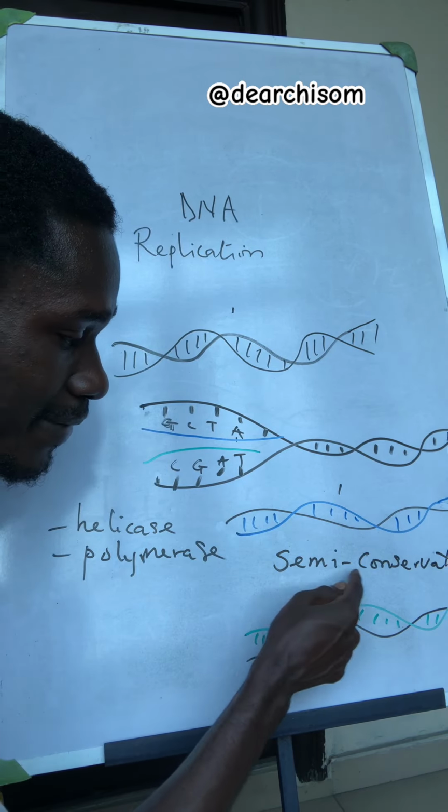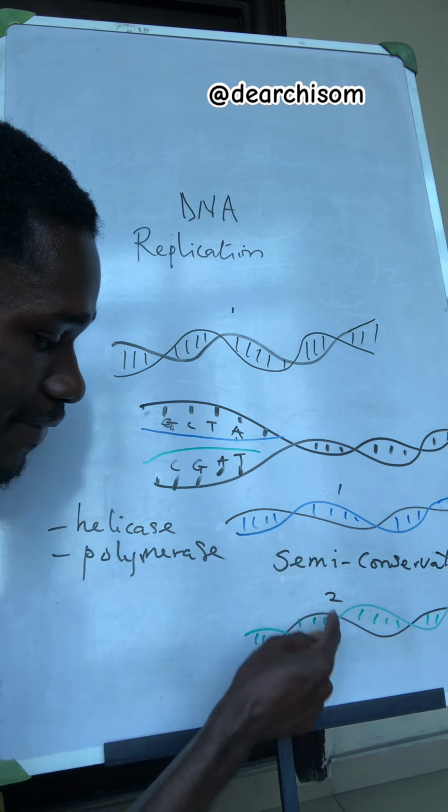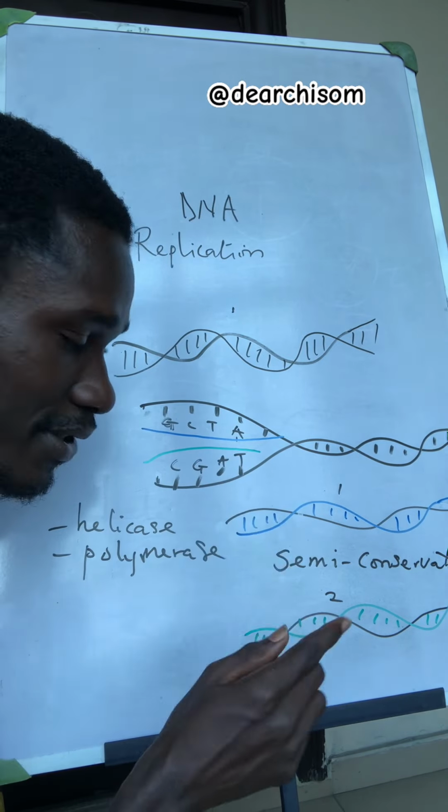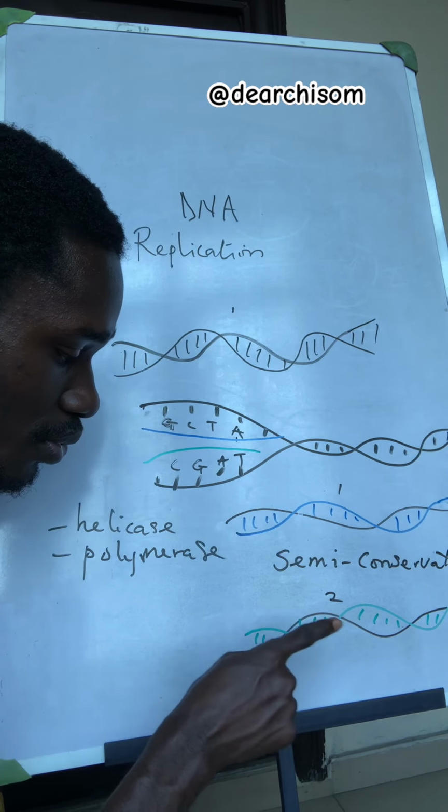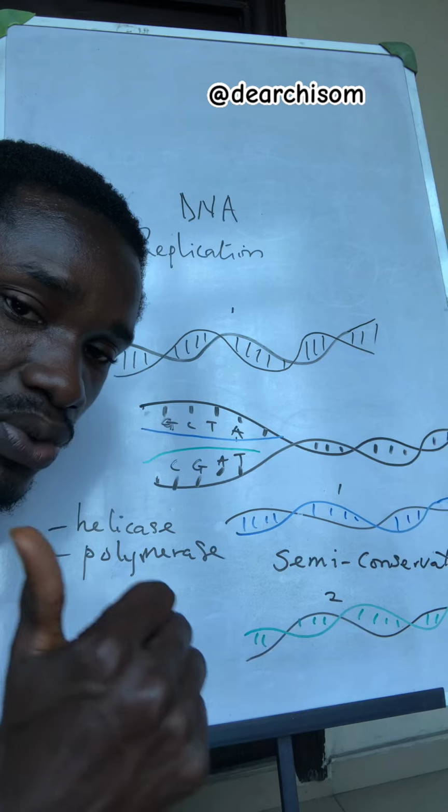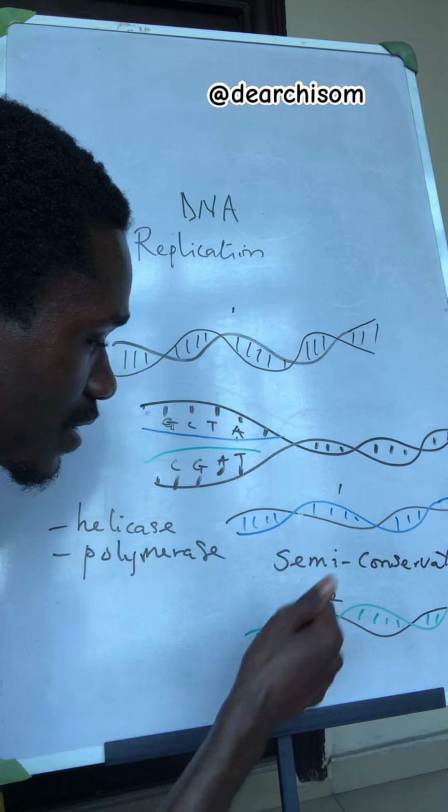That's why it's called semi-conservative. To conserve, it's not 100% conserved. So we're having one from the old, one from the new, one from the old, one from the new. That is why we call it semi-conservative.